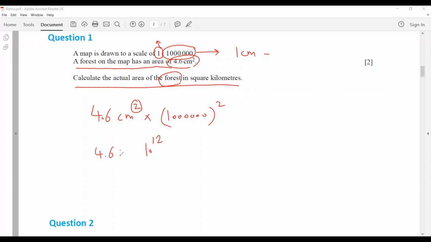4.6 times 10 to the power of 12 cm square is how many kilometer square? This is a matter of converting cm or cm square to kilometer square. So 1 cm is how many kilometer?